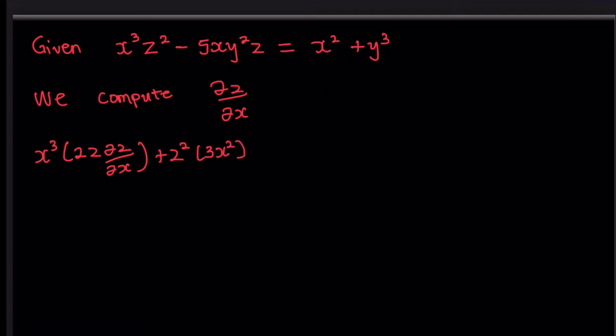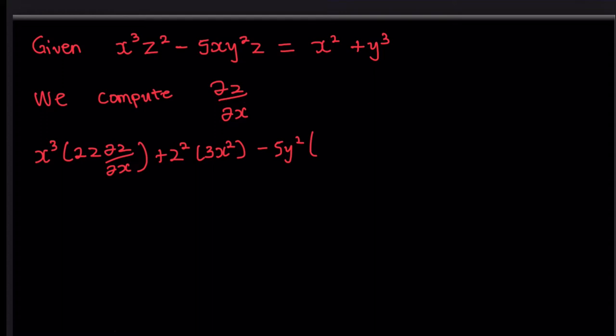Now we move on to the second term. With the second term, we can factorize minus 5y squared out because that's a constant in this case. So minus 5y squared out, then it will be left with x times z. So we now differentiate x times z using the product rule in addition to the implicit differentiation.